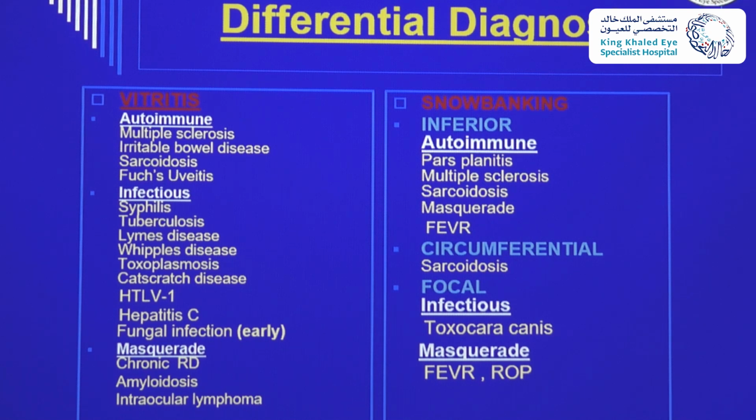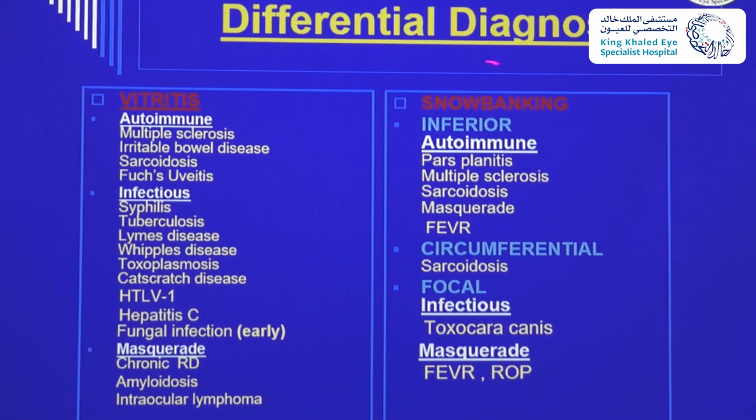Think about that. Infectious causes are a lot, and you see here, we'll not go into detail, but the most important for us are usually TB, Lyme disease, and toxoplasmosis, and cat scratch disease is among the most common causes. Masquerade: chronic retinal detachment could have the behavior of intermediate uveitis; amyloidosis and intraocular lymphoma could all be present. And this is the most important: if you have a patient with intermediate uveitis not responding well, especially in old age, think about the possibility of masquerade. This could be lymphoma, either primary CNS lymphoma or intraocular lymphoma, because vitritis is one of the most common presentations of lymphoma.